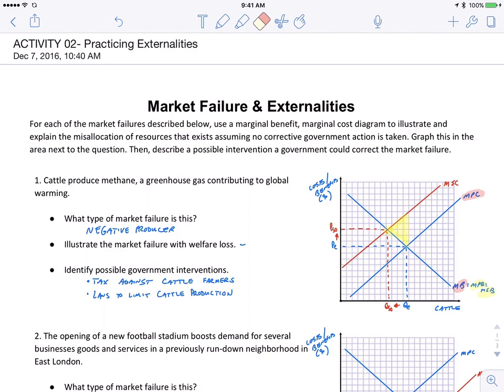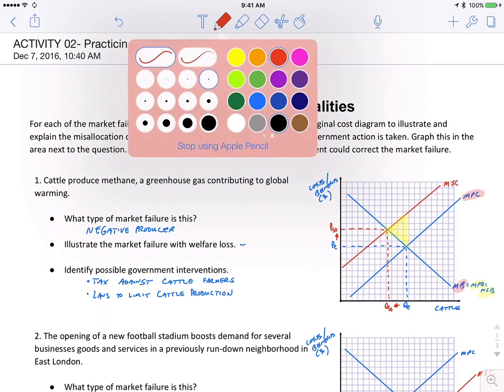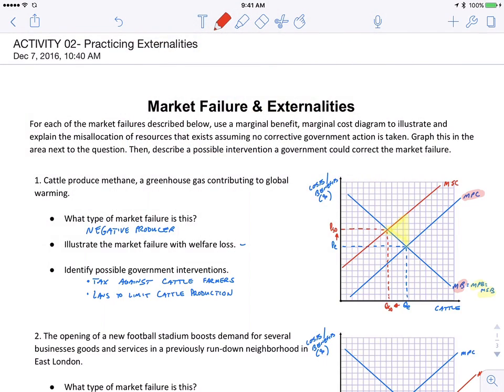Alright guys, today we're going to look over the answers for the market failure and externalities activity that you started doing. And we're going to go one at a time. I had started putting together the first couple, but I'm going to go through them all with you here. First and foremost, this is just a quick explanation. If you want more help, please see me.